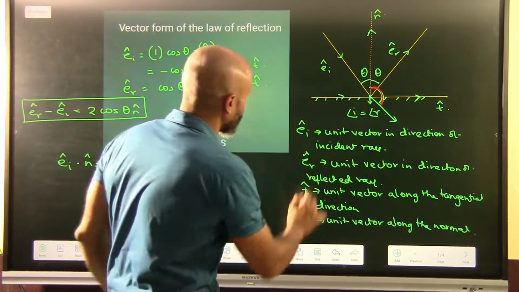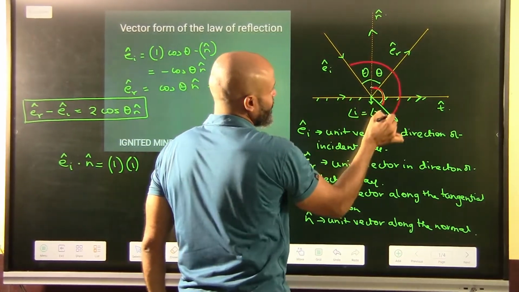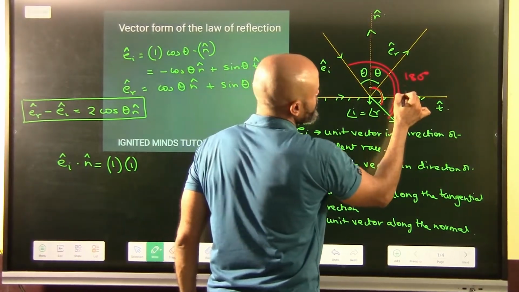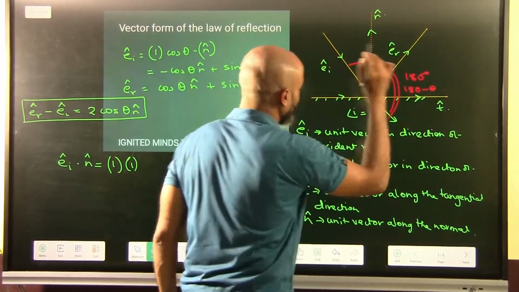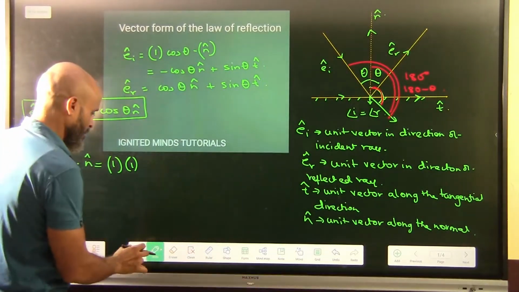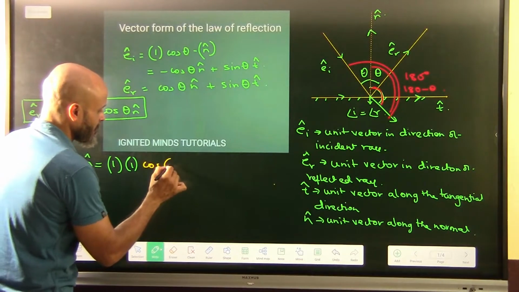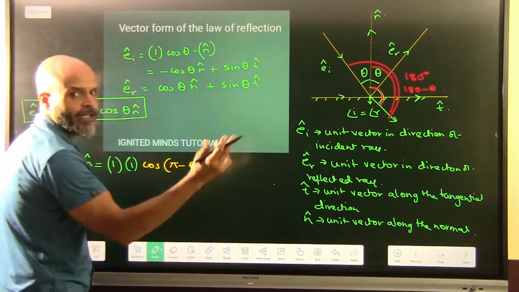And what will this be? Obviously, this is a straight line, so this entire angle is how much? 180 degrees. So, how much would this angle be? This will be 180 minus theta. So, that will be the angle for the cosine. We will have cos of pi minus theta, or 180 minus theta.